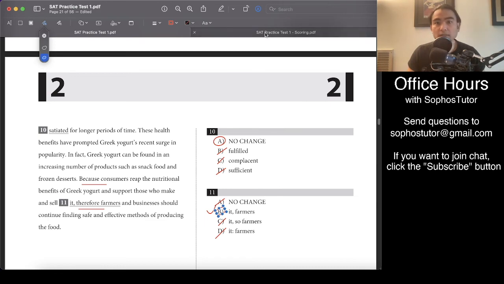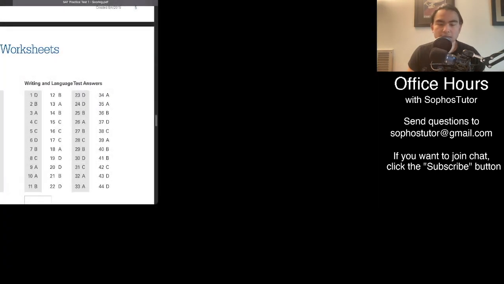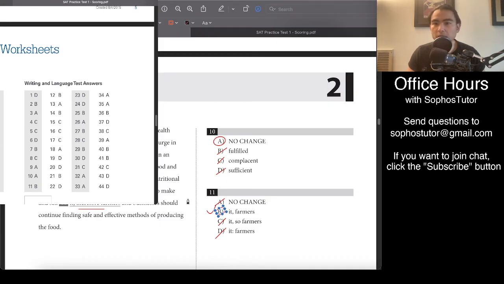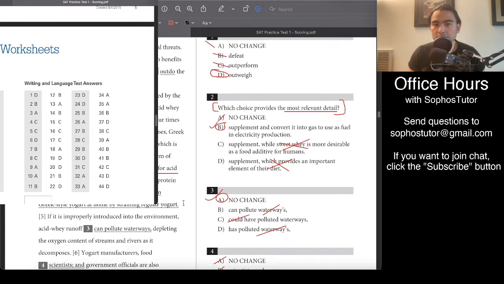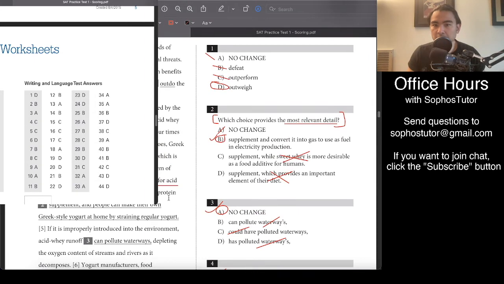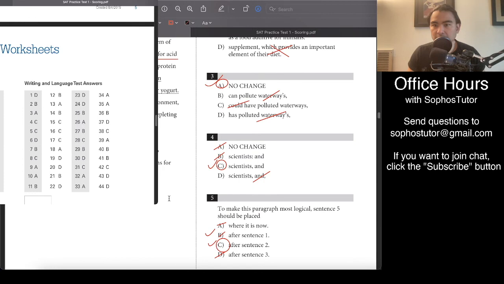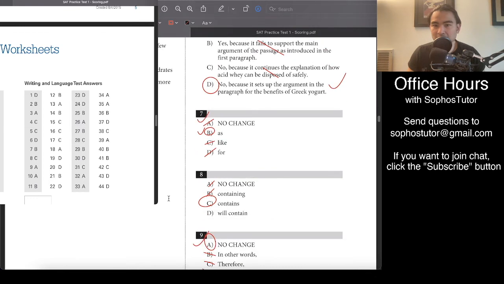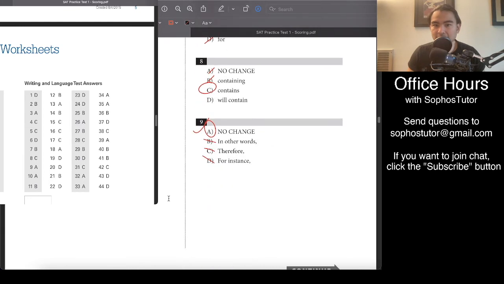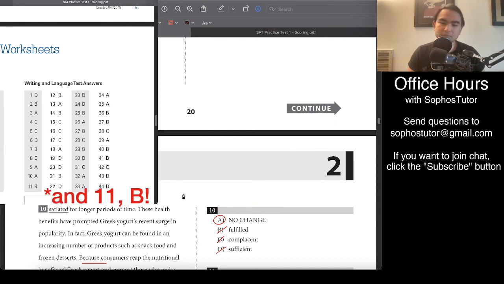Let's check some answer choices, see if it works. All right, let's test to see if all of our answer choices are correct. Scrolling up. 1D, 2B, 3A, 4C, 5C, ooh, that was a close one, 6D, 7B, 8C, 9A, and 10A. So we got them all right. We got them all right. Woo! Smiley face.